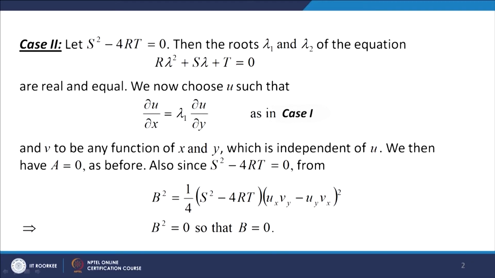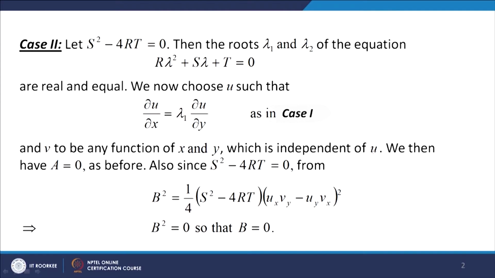Now in this case, we choose the function u(x,y) in such a way that the partial derivative of u with respect to x is equal to lambda 1 times the partial derivative of u with respect to y, exactly as in case 1 where s square minus 4 RT was greater than 0. But the other function v(x,y) can be taken to be any function of x and y which is independent of u(x,y). So that is the change in this case.